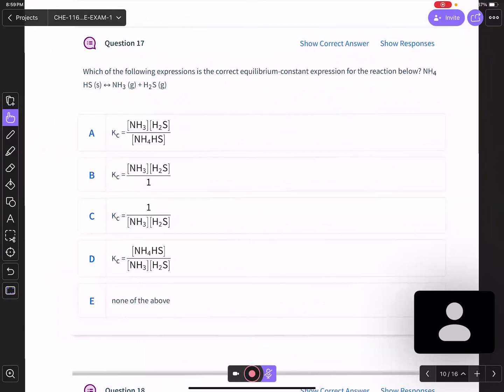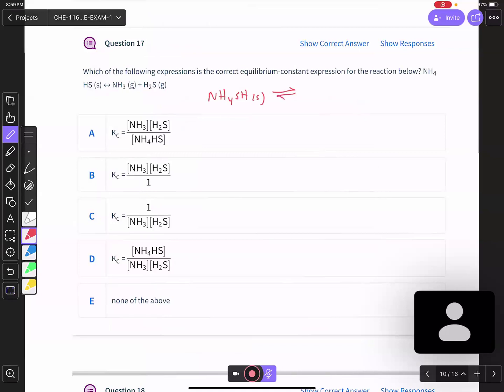Right, so question 17 should be, I mean, you're definitely going to have at least one or two questions like this, pretty straightforward, right? We've got ammonium sulfide solid breaks down to give us ammonia gas and hydrogen sulfide gas, right? In our equilibrium expressions, solids don't show up. We ignore liquids and solids. So the equilibrium constant would just be the concentration of ammonia times the concentration of hydrogen sulfide, right?